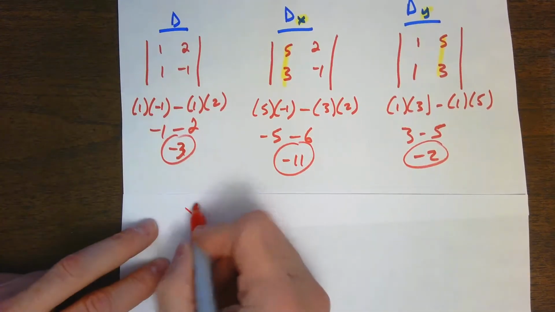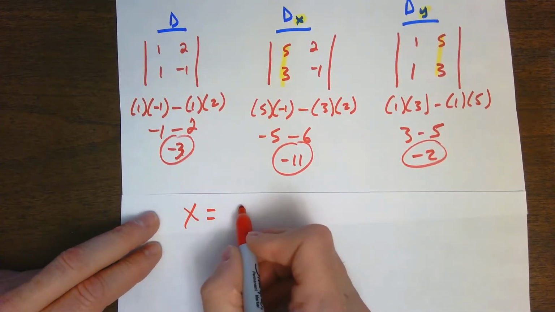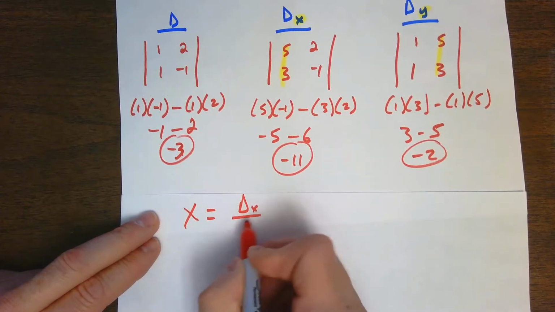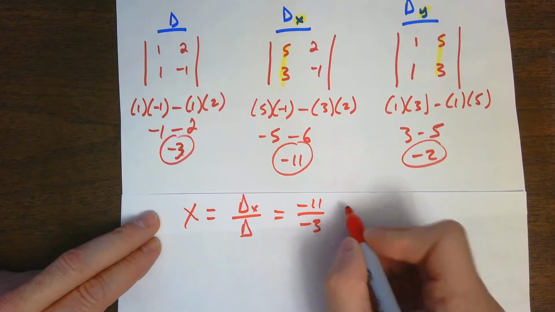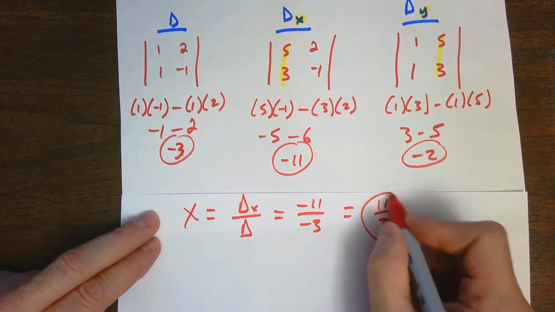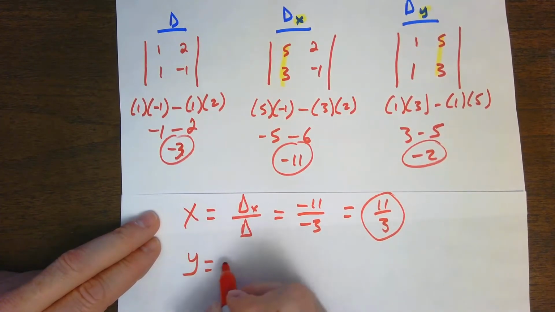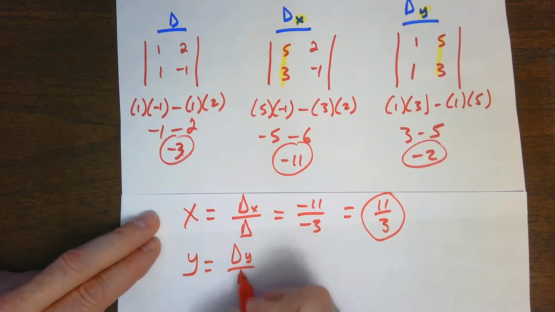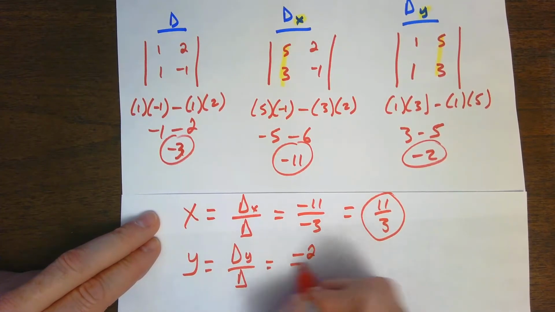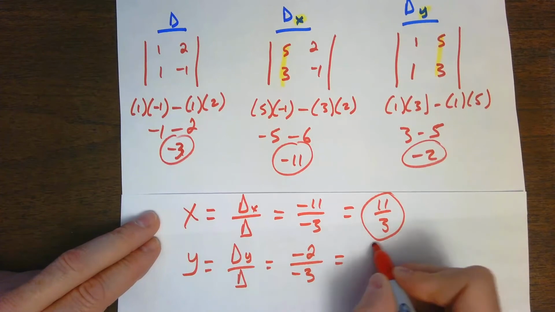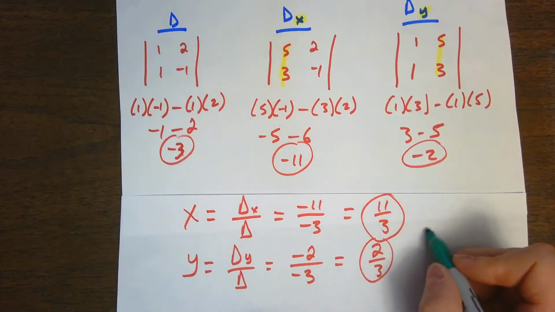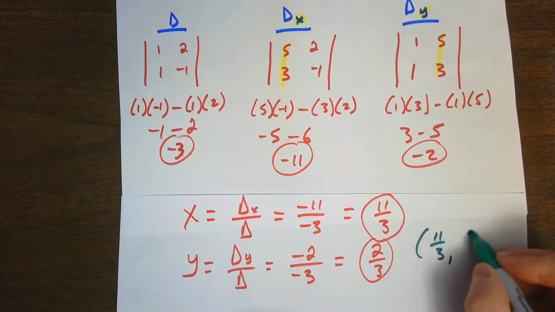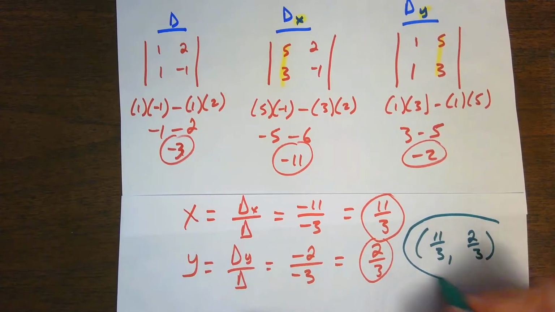The x value at the solution is going to be the determinant with the x's replaced over the determinant, which is negative 11 over negative 3, which is 11 thirds. The y value at the solution is going to be the determinant with the y's replaced over the determinant, negative 2 over negative 3, 2 thirds. Therefore, the final answer to this problem, ladies and gentlemen, is the point (11/3, 2/3).